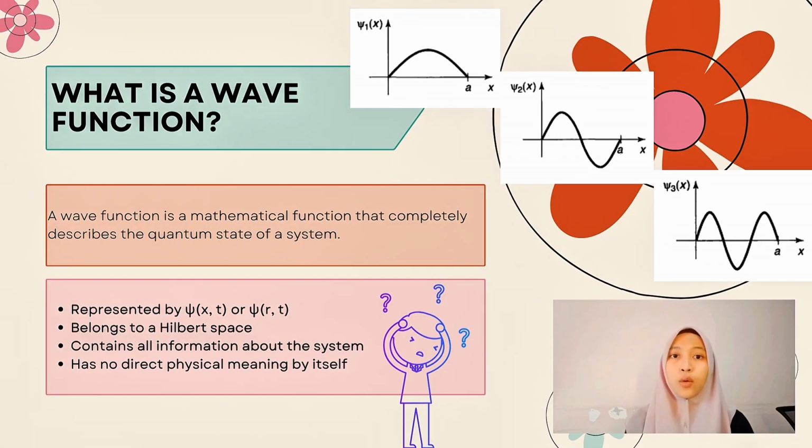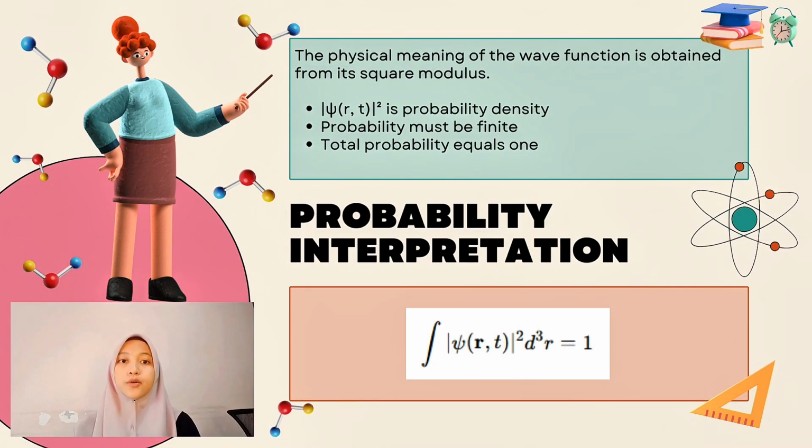So first, what is a wave function? A wave function is a mathematical function used to describe the quantum state of a physical system. It is usually written as psi of x and t, or psi of r and t. Although the wave function itself has no direct physical meaning, it contains all the information needed to describe the system. About the probability interpretation, the physical meaning of the wave function comes from its square modulus. According to the Born interpretation, the modulus square of the wave function represents probability density.